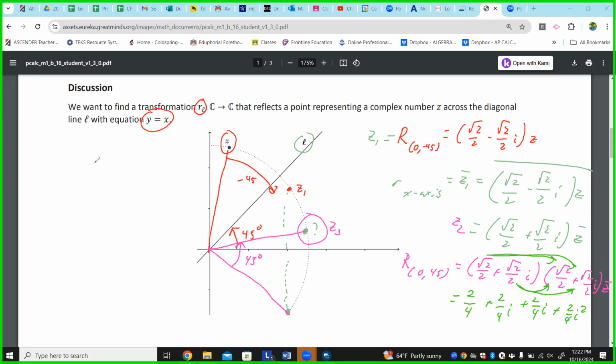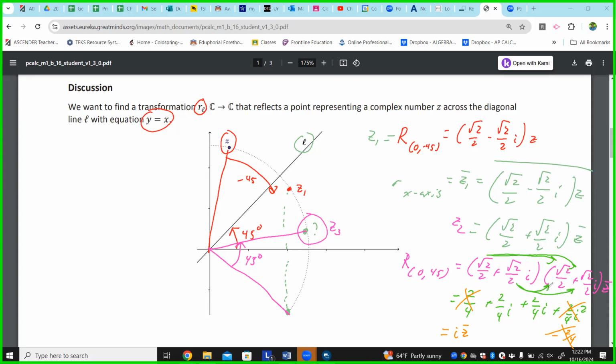All right. Now, what do we know about i squared? So this whole thing is really a negative 2/4. So what is negative 2/4 and 2/4 going to do? And then what is 2/4 plus 2/4? 1/4. So this ends up just being i and then the z conjugate.